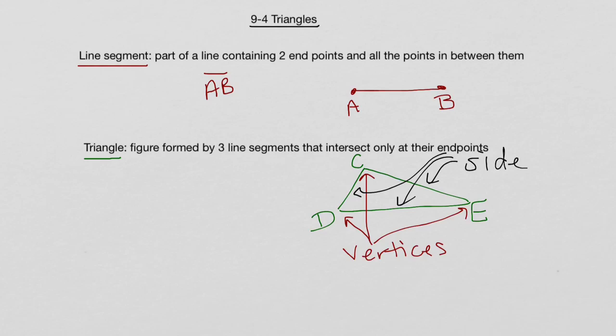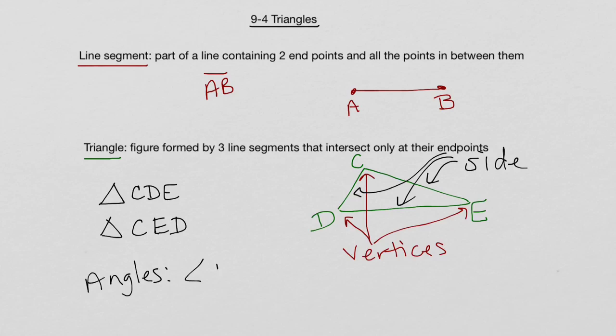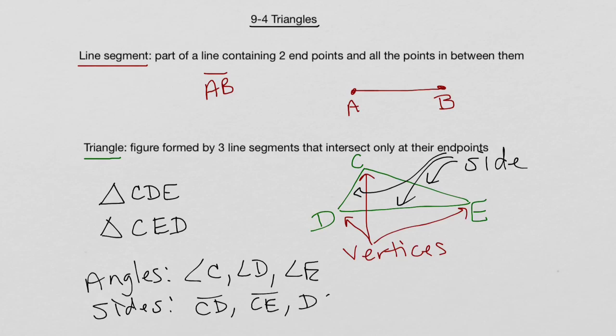And the way that we name a triangle is, first of all, we use the symbol triangle, and we can call it by its vertices, C, D, E. That's not the only thing we could call it. We could have called it C, E, D. There are lots of different ways we could call it, as long as we name all three vertices. So the angles here in this triangle are angle C, angle D, and angle E, and there's a symbol used for angle. And the sides are made of segments, and we would call those segment CD, segment CE, and segment DE.